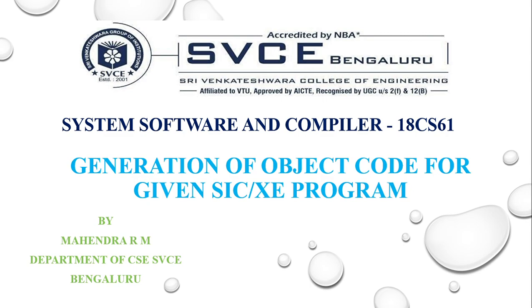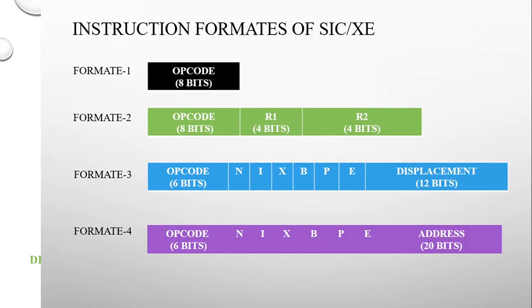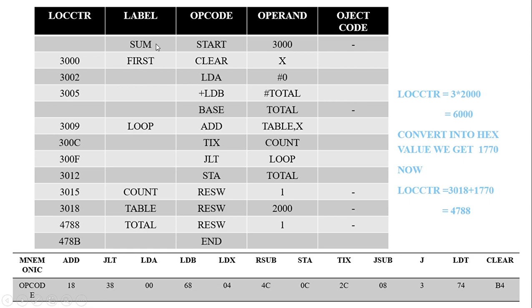Here is the given program for SIC/XE. Here they have given the label, opcode, as well as operand for each and every instruction. We need to find out the location counter as well as the object code for each and every instruction.